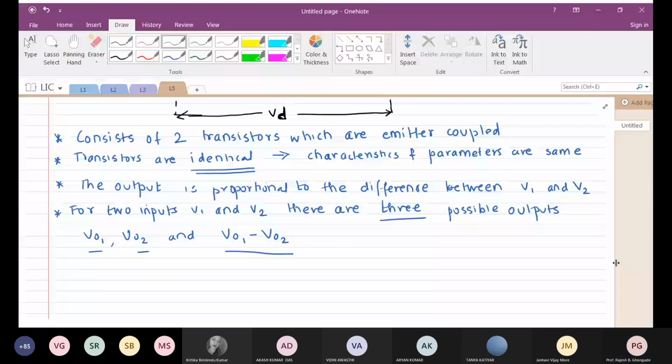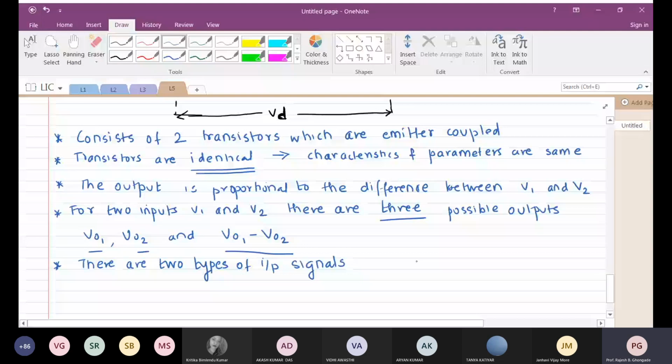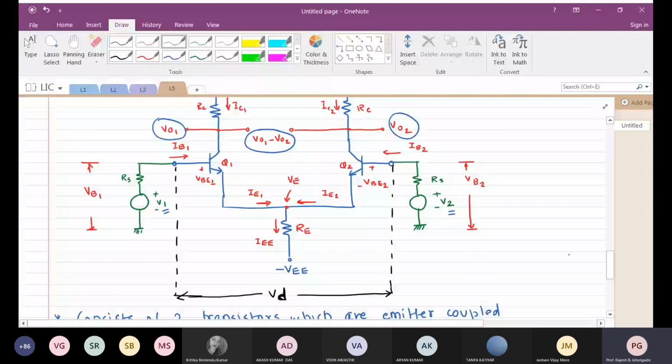Now, again, there are two types of input signals. Since there are two input signals, V1 and V2, there will be two types of input signals.